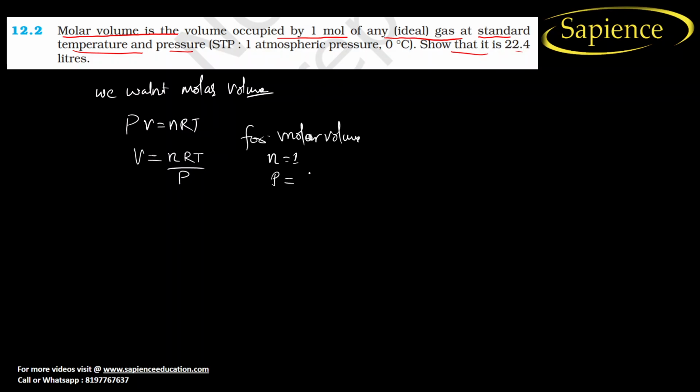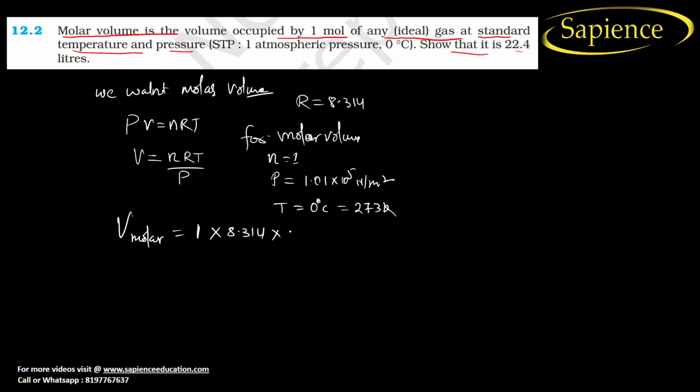Pressure is given as 1 atmospheric pressure, so this will be 1.01 into 10 to the power 5 Pascal or Newton per meter square. And the temperature is 0 degrees Celsius, so this is 273 Kelvin. So for V molar, this will be number of moles, that is 1, into R. If we use SI units, the value of R is 8.314. Multiply by the temperature, 273 Kelvin, divided by the pressure, 1.01 into 10 to the power 5.